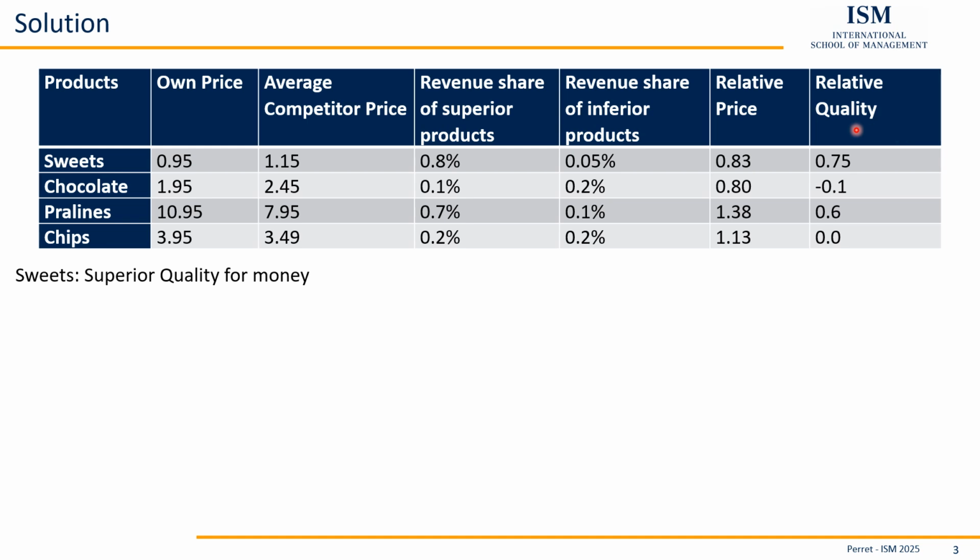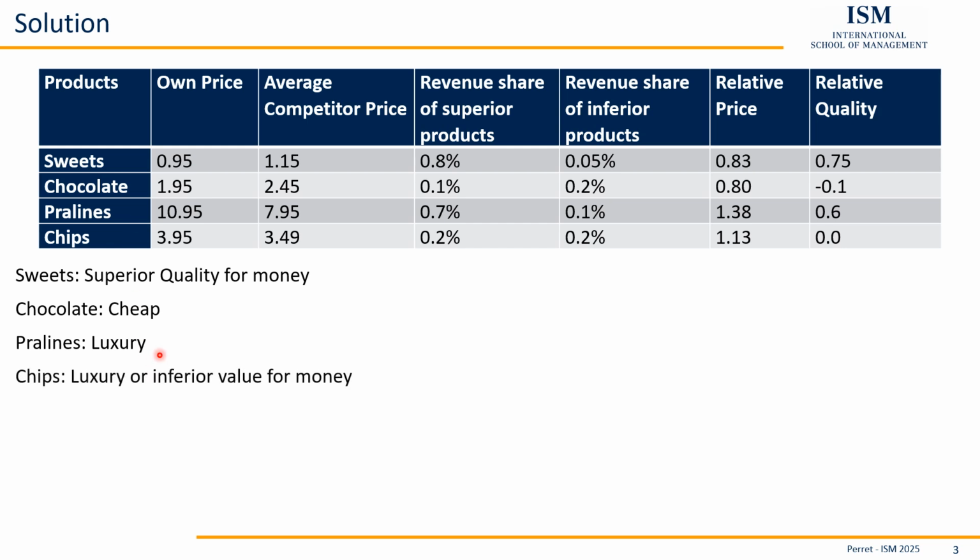With the sweets, I'm offering cheaper prices at a higher quality. Quality here, the break even is at 0. So I am offering much better quality than the competition at cheaper prices. So it's superior quality for money. With the chocolate, I charge cheaper prices, but I also offer cheaper quality. So I'm at a cheaper quality segment. With the pralines, I am at higher prices and better quality, which would put them into the luxury area.